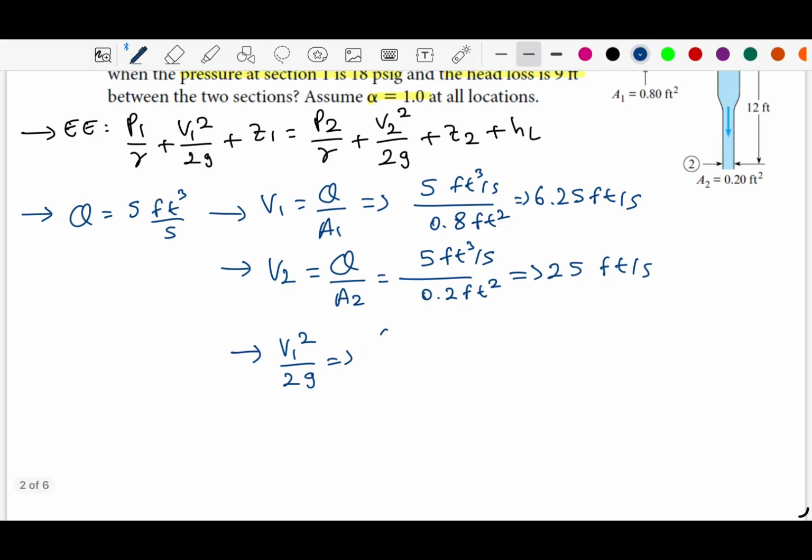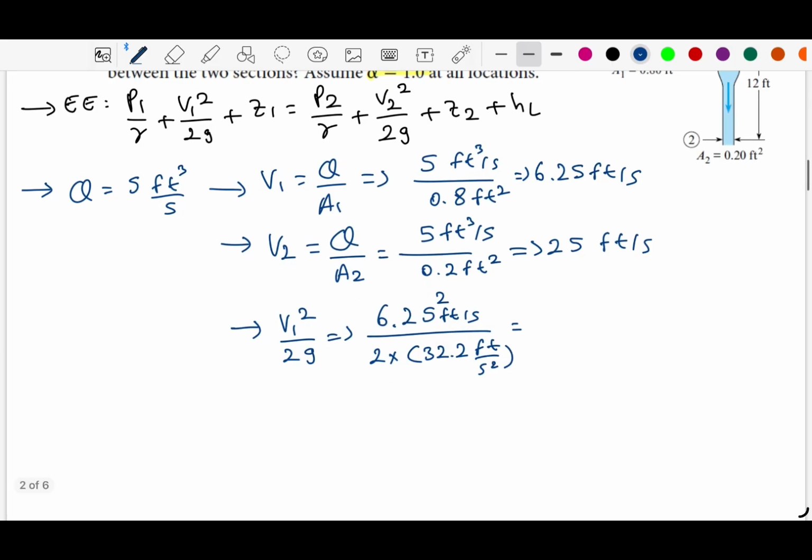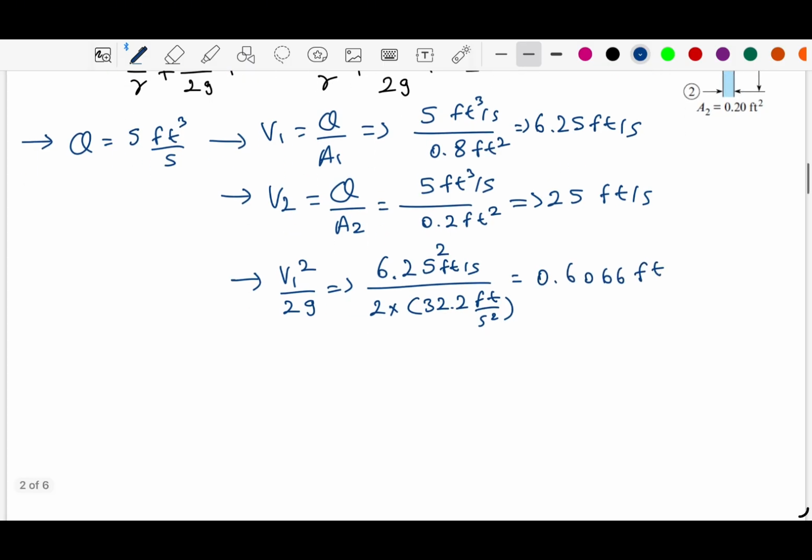So we have 6.25 square over 2 times 32.2 feet per second square. So this is 0.6166 feet. And when we do V2 square over 2g, this is 25 square over 2g. So here we will get 9.705 feet.